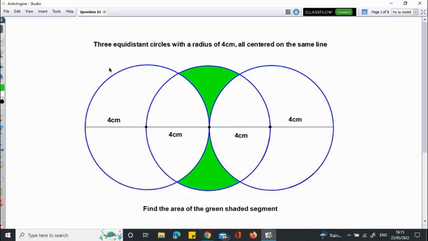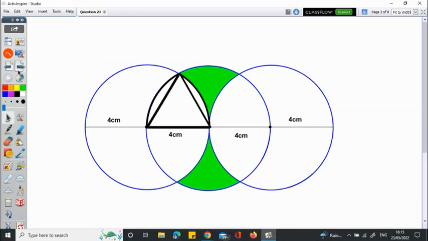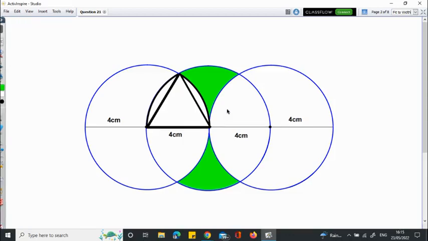Making sure we're live, because I've tried this already and I just keep getting cut off. Okay, we need a plan. Well, let's look at these little segments here, and we can see that these segments consist of a triangle.